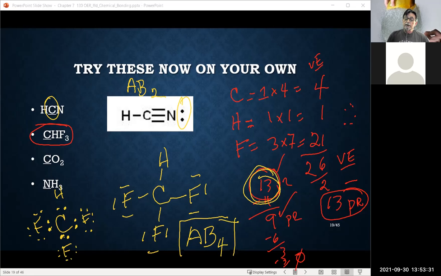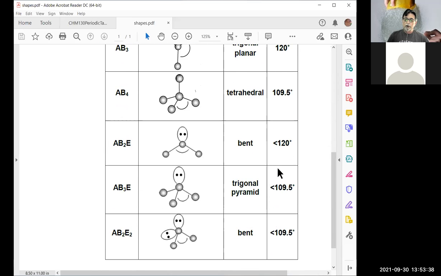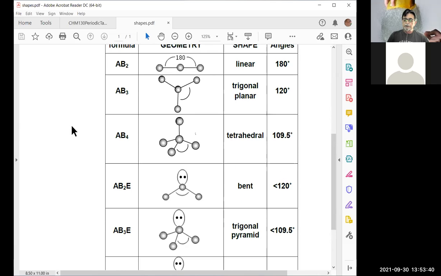This time we go to the shapes table and look for AB4, and lo and behold, there it is, right there. There's AB4, and that is the 3-dimensional shape. We do live in a 3-dimensional world, so this does a fairly decent job of showing you how it is structurally, 3-dimensionally.